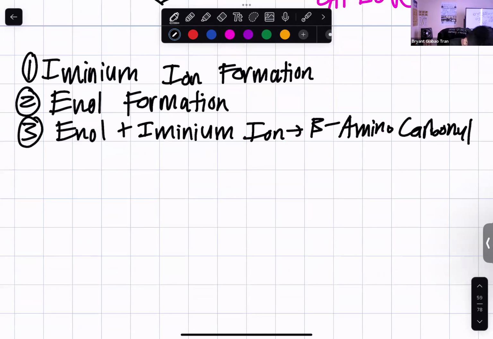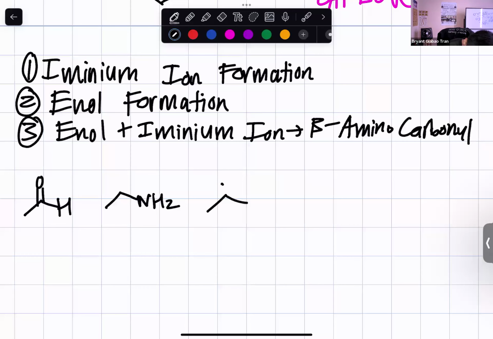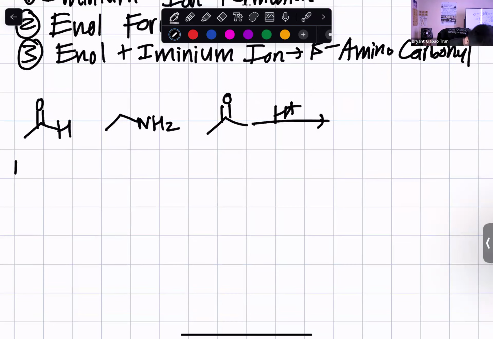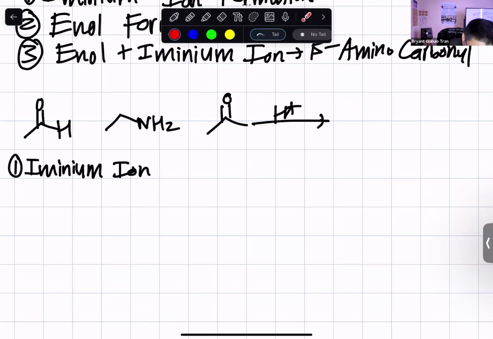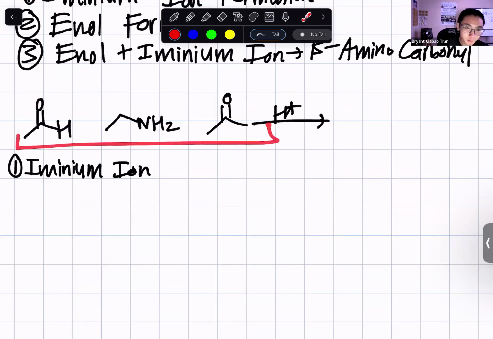So let's look at this case here. Say we have this aldehyde, this amine, and this ketone, in acidic conditions. So the first step, form the iminium ion. Usually professors protonate the carbonyl oxygen of the more reactive carbonyl. But based on what we talked about last night, if we are in acidic conditions, which group do you think is the best base that will get protonated?